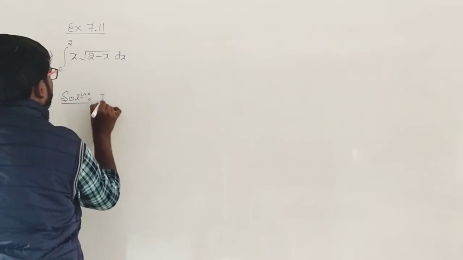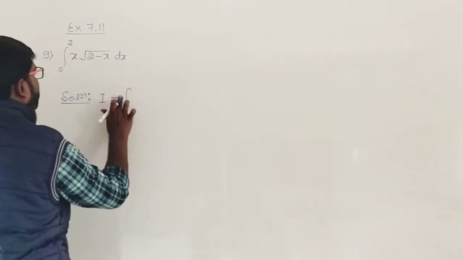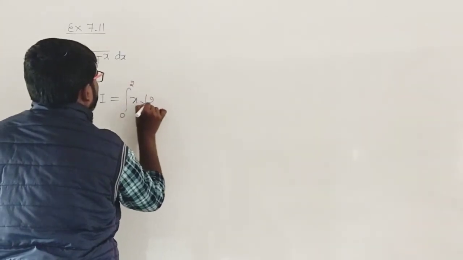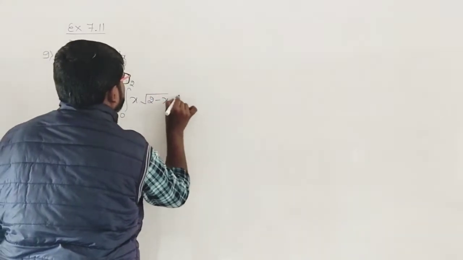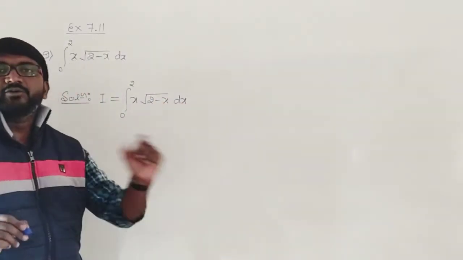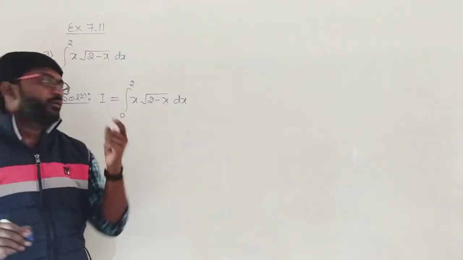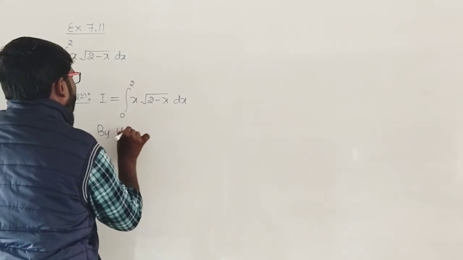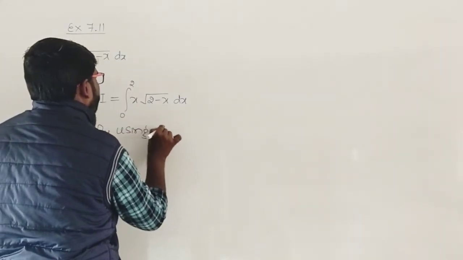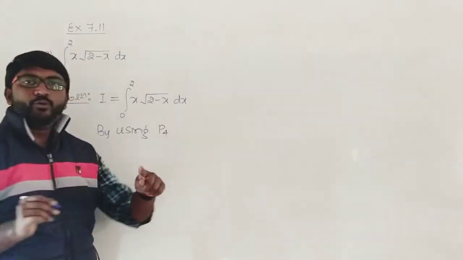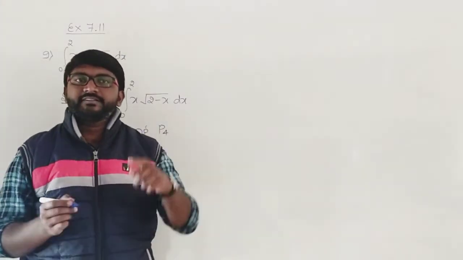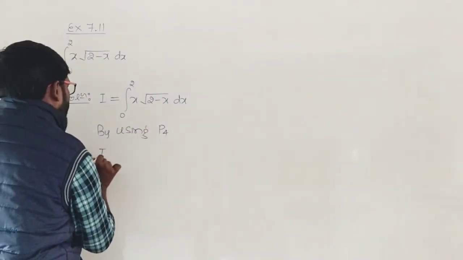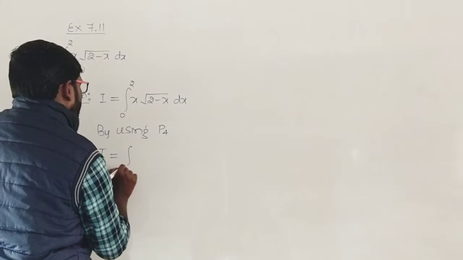So I is equal to integral 0 to 2 x into square root of 2 minus x dx. Now we have to make use of the property P4. So by using P4, integral 0 to a f of x dx can be written as integral 0 to a f of a minus x dx.